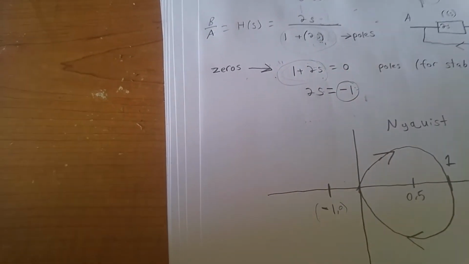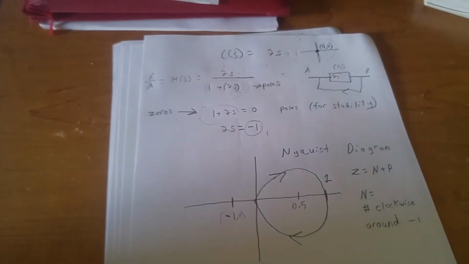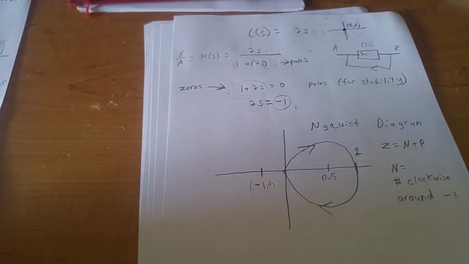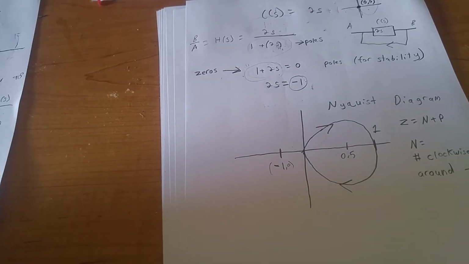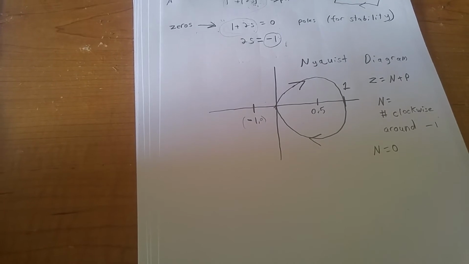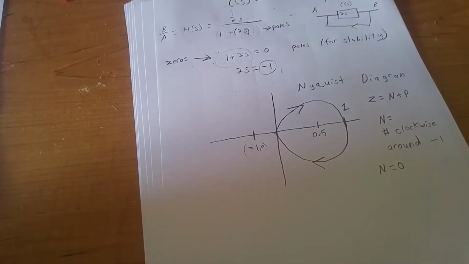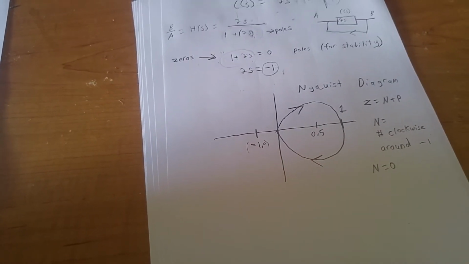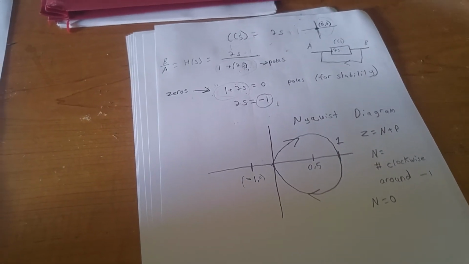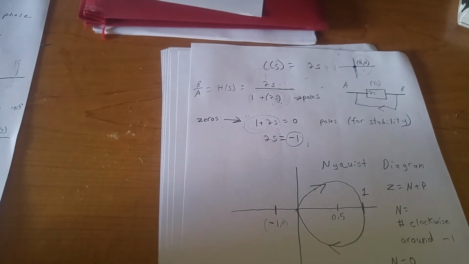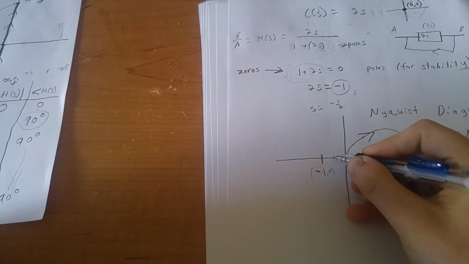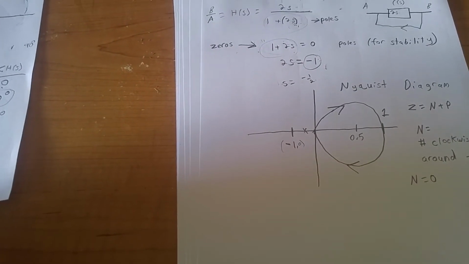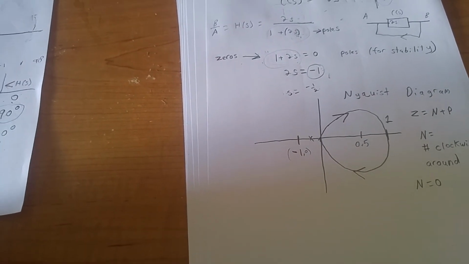Hopefully that makes sense. Let me know if it doesn't. Anyway, does this graph have any clockwise encirclements around the point -1? Nope. None. So n equals 0. Does this diagram have any right half plane poles? Well, what's our pole here? 2s equals negative 1. That means s equals negative 1/2, which is right here. Is that in the right half plane? Nope.